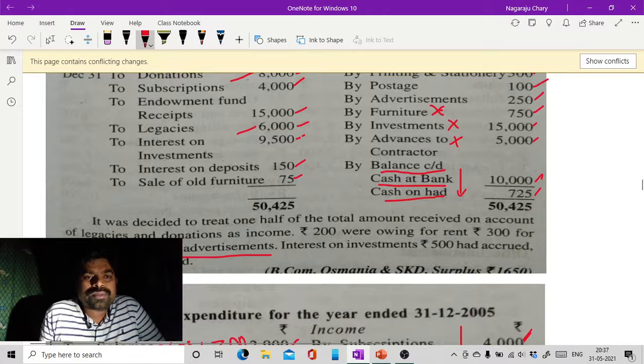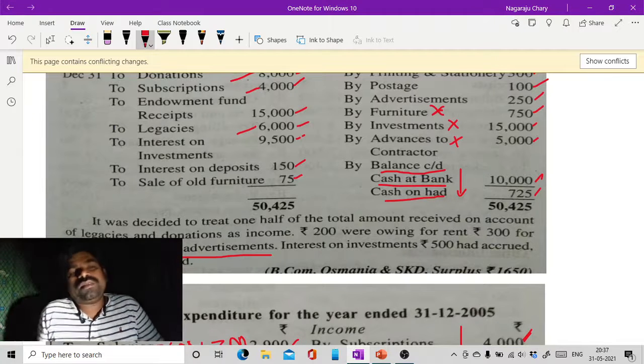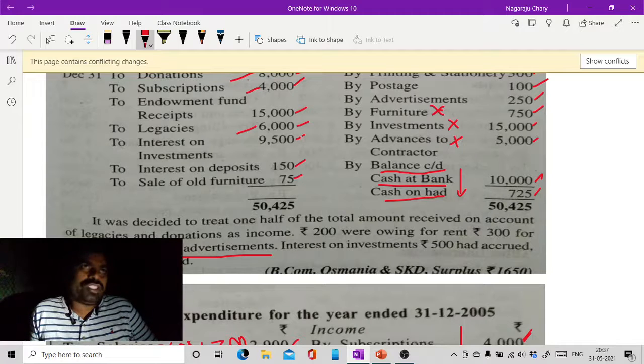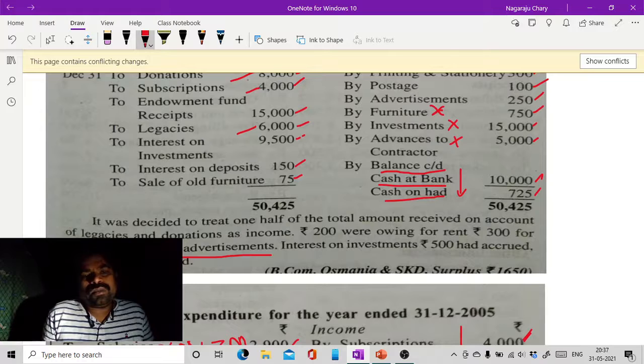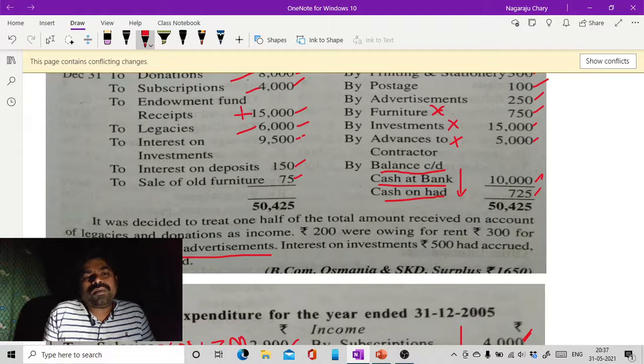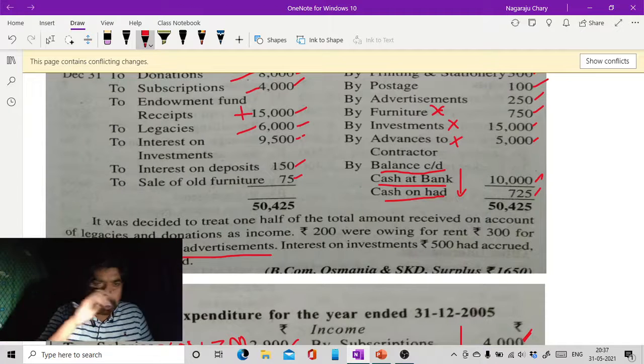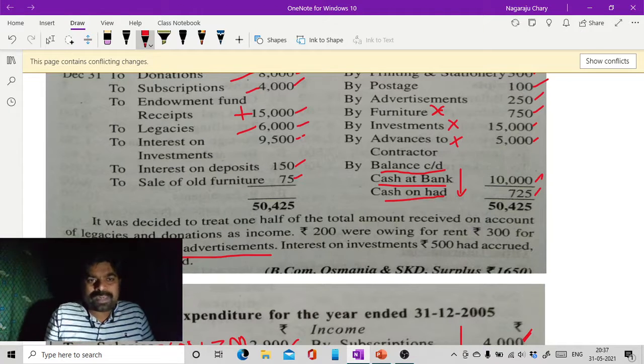Next, endowment fund receipts. Endowment fund receipts is nothing but a special item, that is capital fund. So that's why we need not take it into consideration while preparing income and expenditure account. So endowment fund is not to be recorded here.